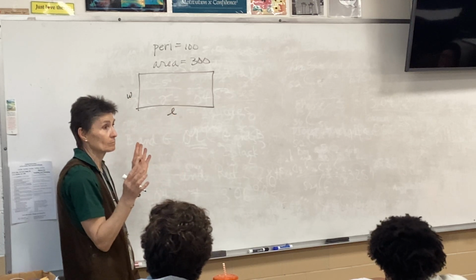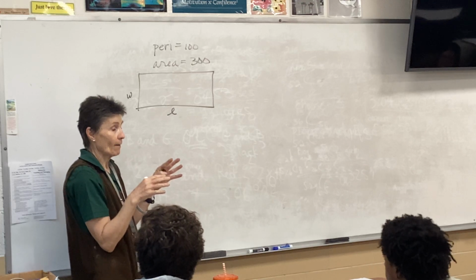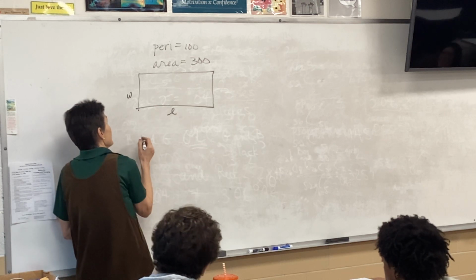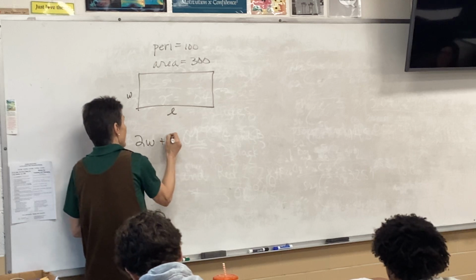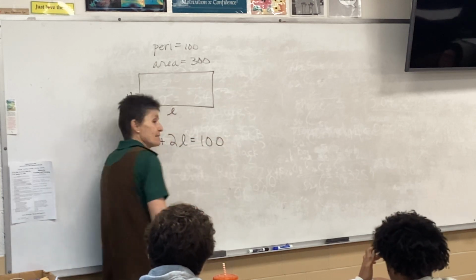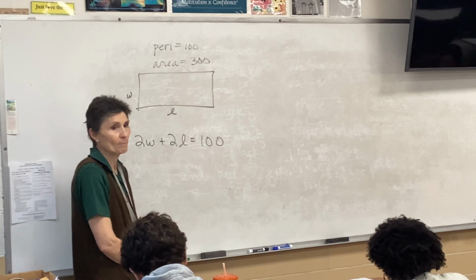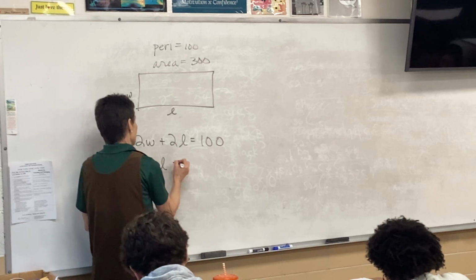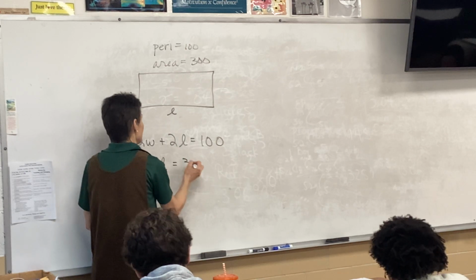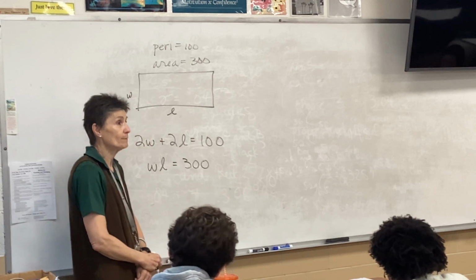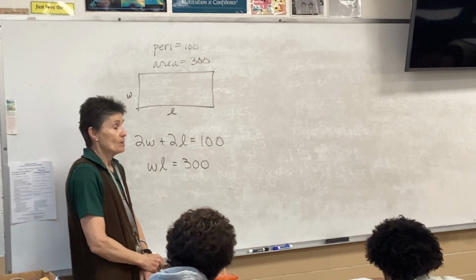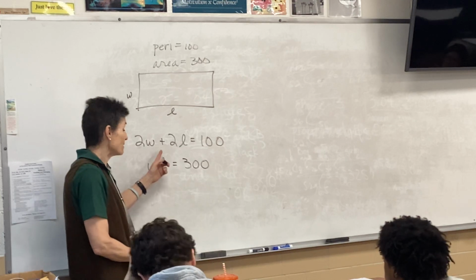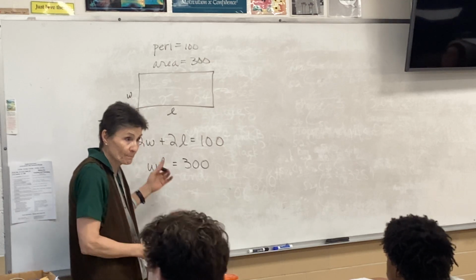Do you agree with that? No. That's what I'm trying to figure out. I do know that perimeter is 2 widths and 2 lengths. So does that equation make sense to you just from the problem? And I know that area is length times width, and I know that equals 300. So I've got 2 equations, right? And I need to solve this system.